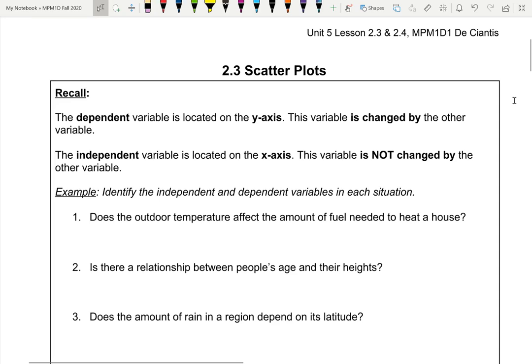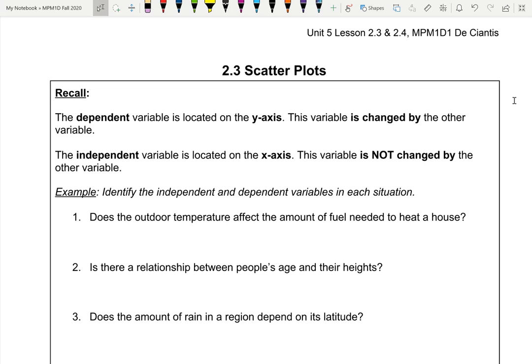Welcome to the first lesson of Unit 5. So let's get started with what we know. We know that a dependent variable is located on the y-axis and the independent variable is located on the x-axis.